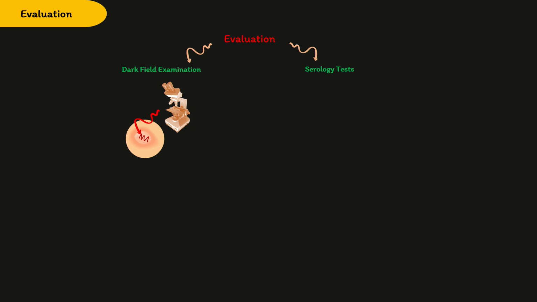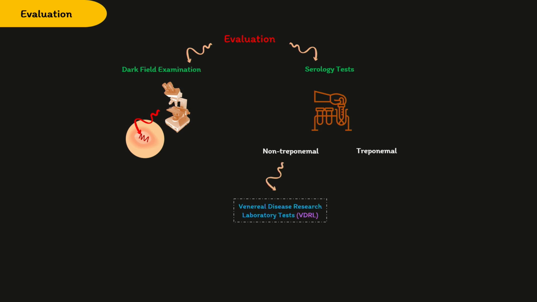Now the serological tests are classified as non-treponemal and treponemal tests. The non-treponemal tests, such as the Venereal Disease Research Laboratory test, or simply called VDRL, and the Rapid Plasma Reagin test, simply called RPR, are screening tests that detect antibodies to cardiolipin in the blood. The VDRL and RPR tests are only positive after the development of the primary chancre. So this point is high yield to remember.